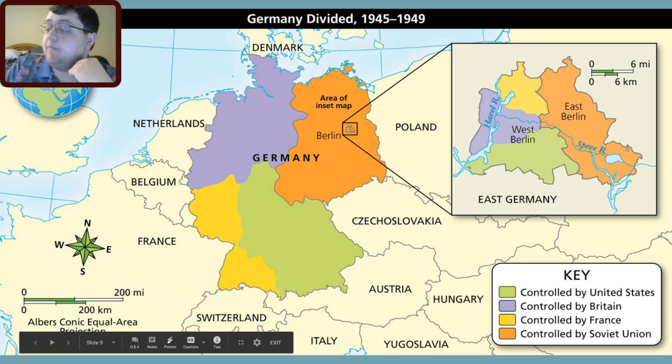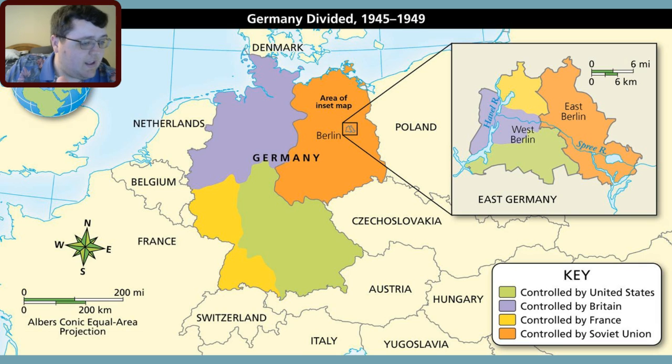You can see that the orange area is controlled by the Soviet Union. We talked about how Poland was more or less under the Soviet Union's control.